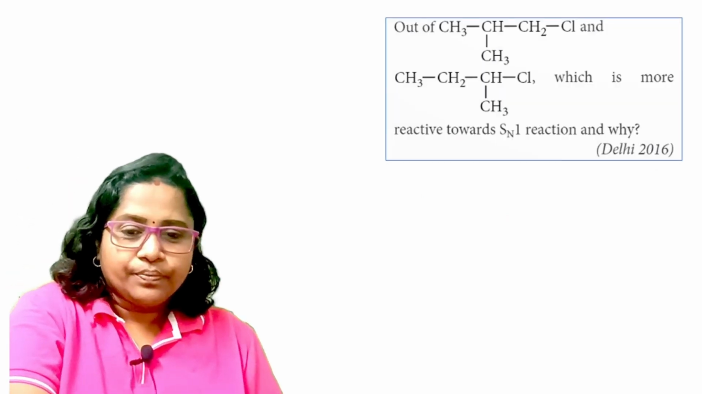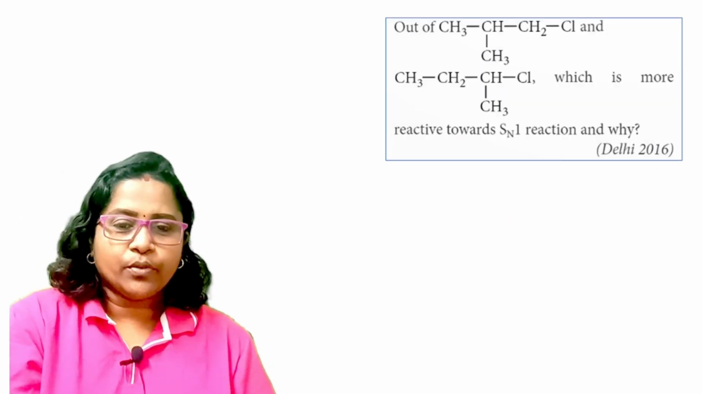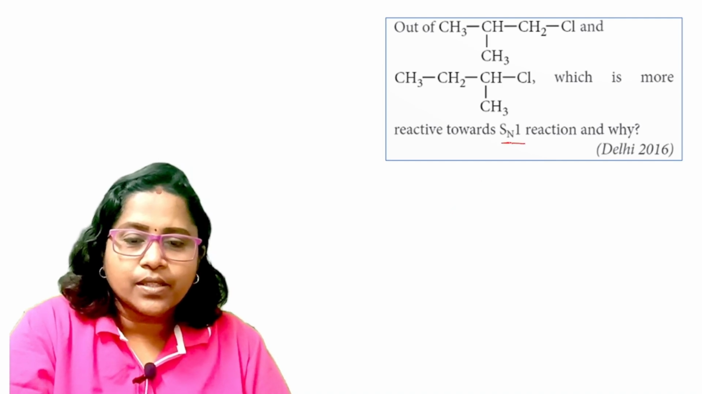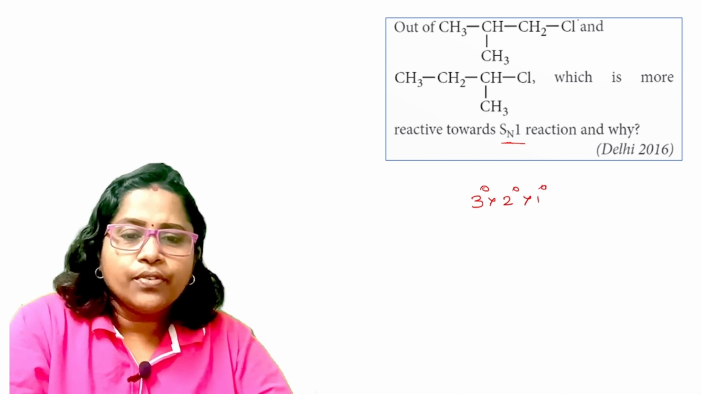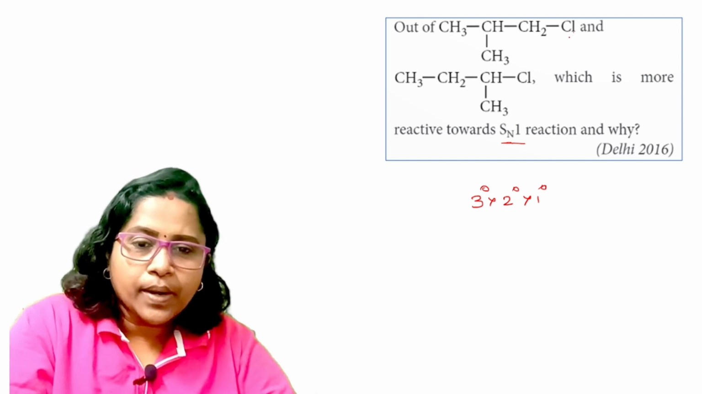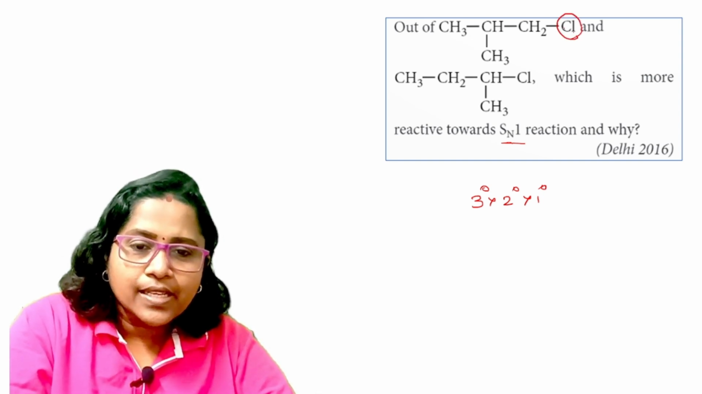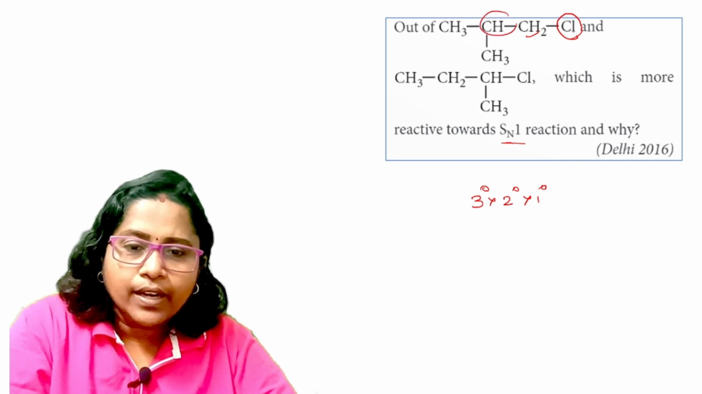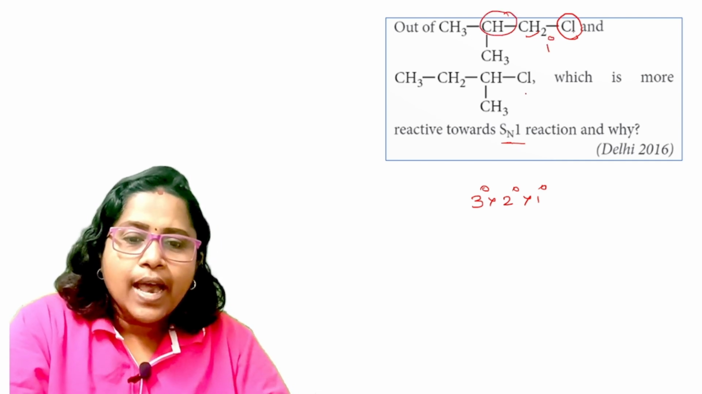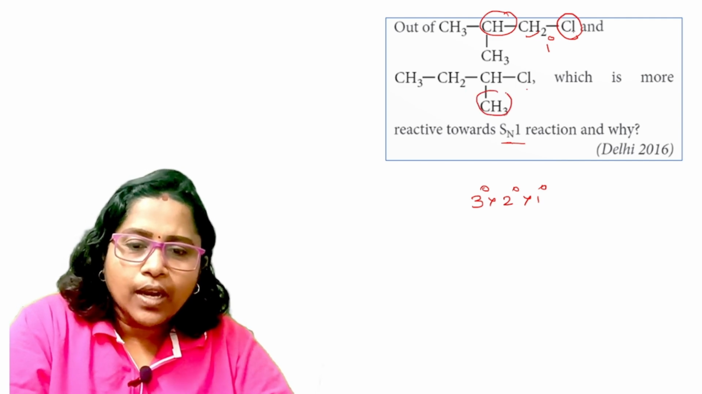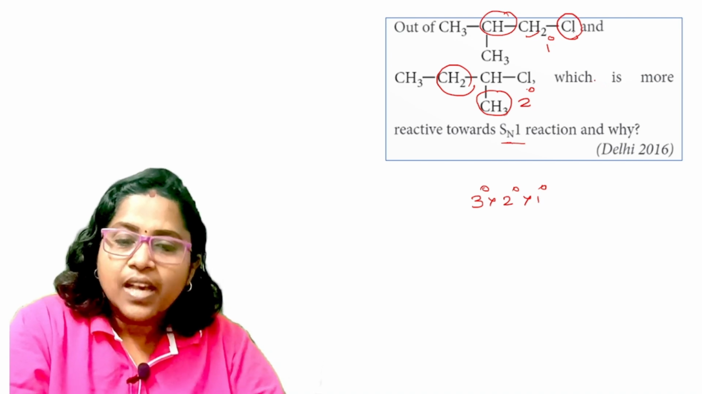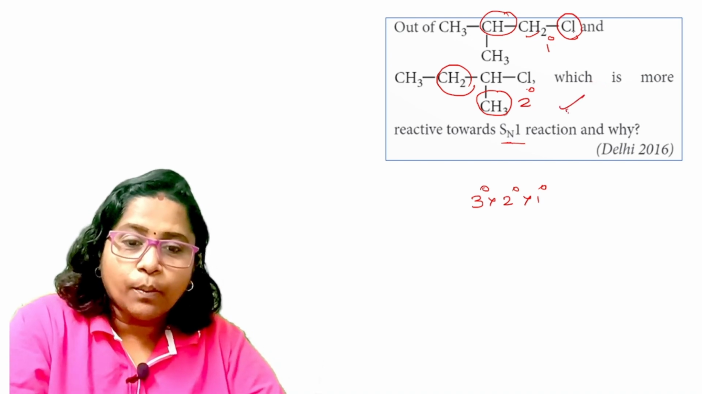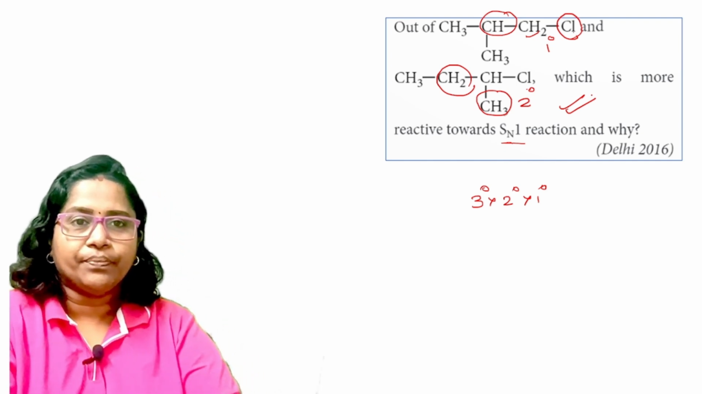Okay, now this is also the same type of question, but they are asking about the SN1 mechanism. What is the order of SN1? This is actually tertiary, then secondary, then primary, then methyl halide. So they are asking about the first one. Is it primary or secondary? Here chlorine is attached to a carbon attached to only 1 carbon atom, so it is a primary compound. What about this one? 2 alkyl groups are attached, so it is a secondary compound. So which is more preferring towards SN1 reaction? The second compound is preferring SN1 reaction.